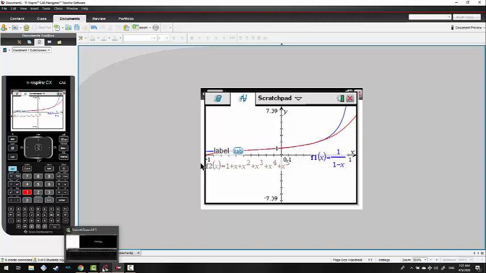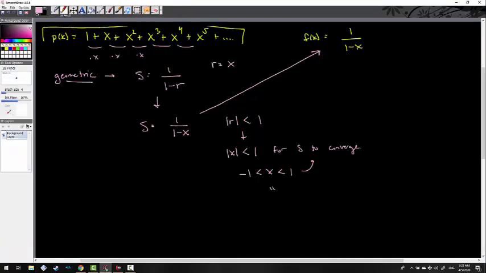This is what is known as an interval of convergence. And we will talk more about the interval of convergence in a later episode. But for now, that is representing Taylor and Maclaurin series.